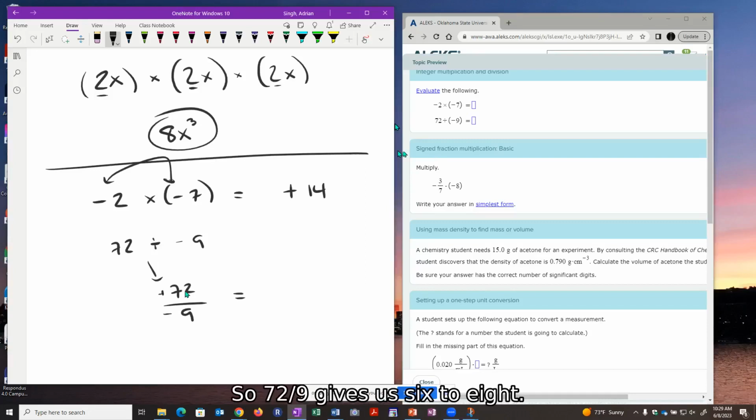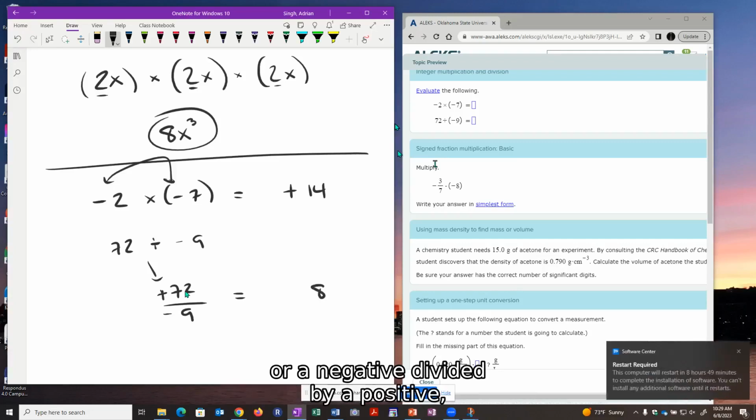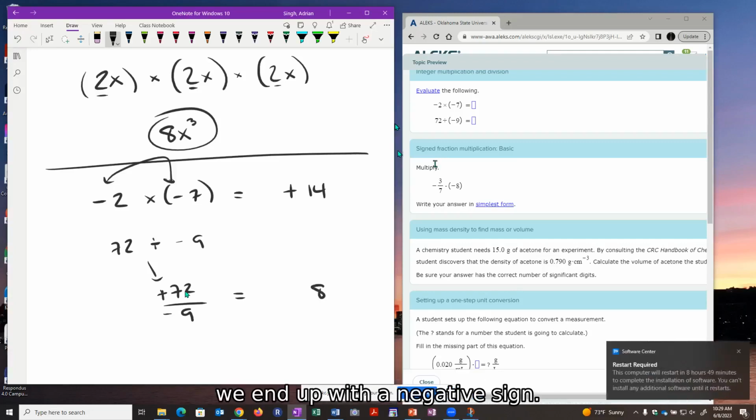So 72 divided by 9 gives you 8. And then if you have a positive divided by a negative, or a negative divided by a positive, we end up with a negative sign.